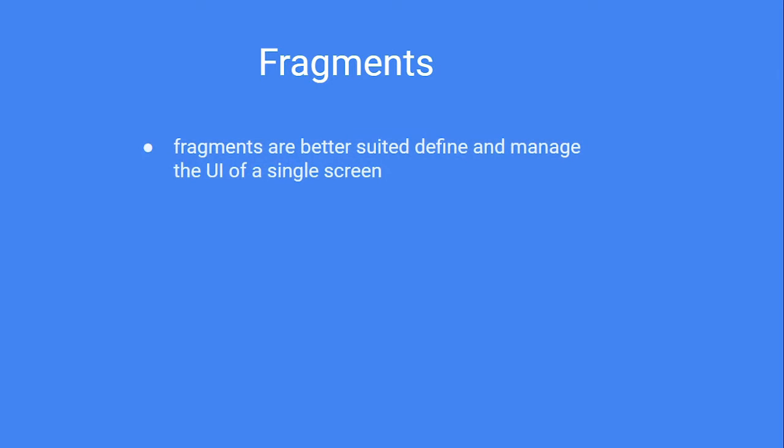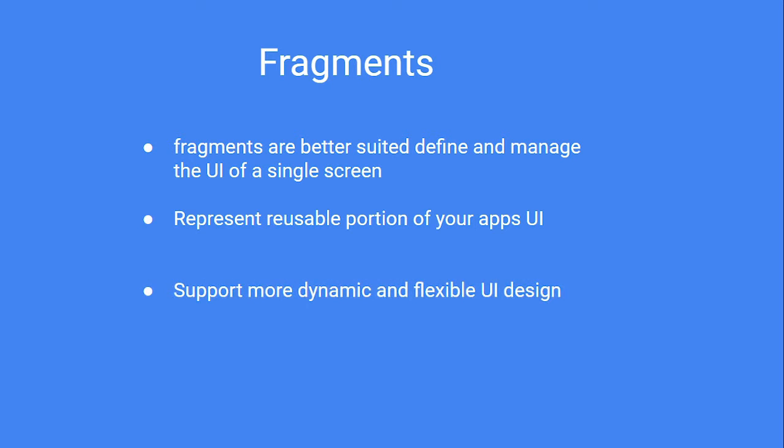It is better to use fragments for our UI. Fragments are better suited to define and manage UI of a single screen. A fragment represents a reusable portion of your app's UI. It's about more dynamic and flexible UI design. A fragment must be hosted by an activity or another fragment. So we will move the UI elements to a fragment and our activity will host this fragment.